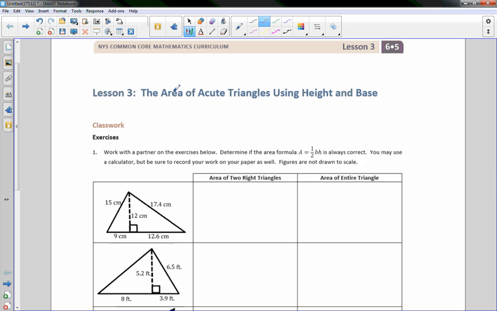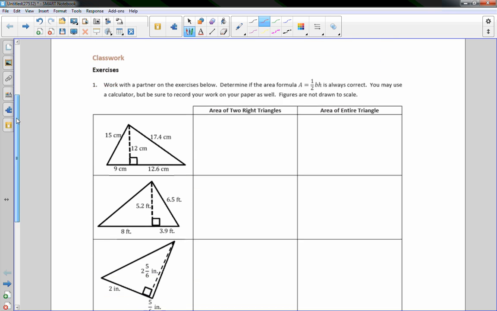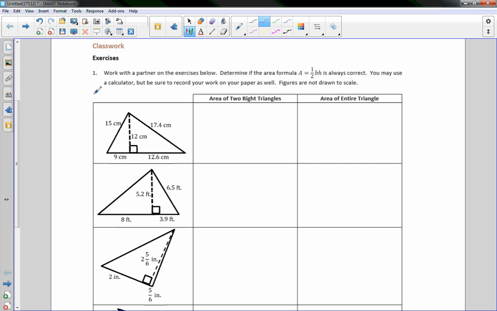This is lesson 3, area of acute triangles, using height and base. Alright, so we're going to feed off of lesson 2, which was finding the area of right triangles. In this case, we have non-right triangles. So work with a partner on this exercise below.